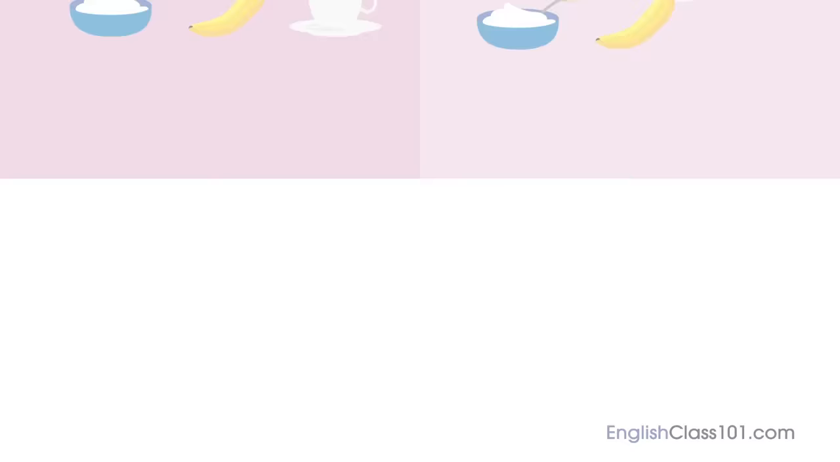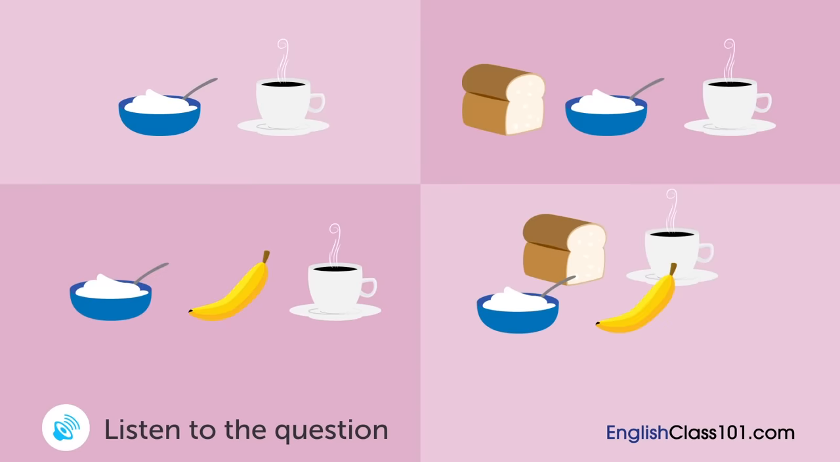A man and a woman are talking. What did the woman eat this morning? Oh, I'm hungry. Did you eat anything for breakfast? Yes, I did, but only a little. What did you eat? I had yogurt and coffee. That's not enough. You'll need some bread and fruit, too. What did the woman eat this morning?